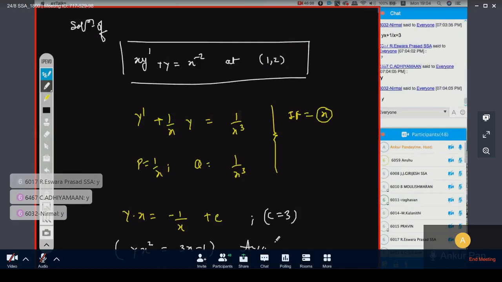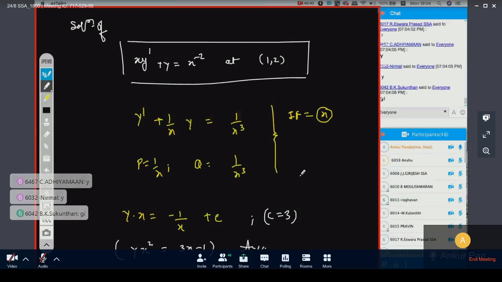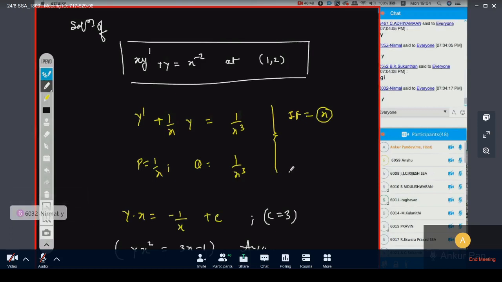Differential equation over. First of all, complete the whole NCERT exercise. And I am uploading a practice sheet for both definite integrals and differential equation.